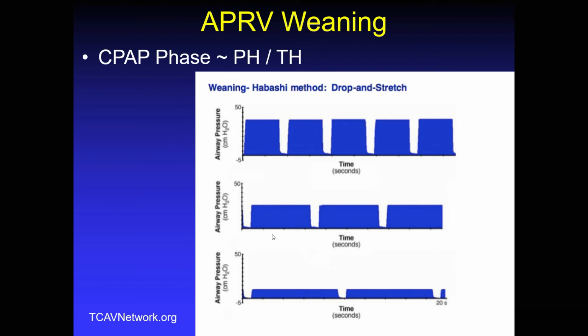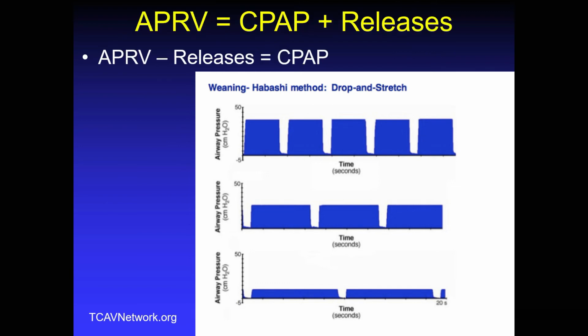And you gradually do that, gradually dropping and stretching until the patient's somewhere around a P high of 12 to 15 with a T high of around 12 to 15. So just remember 12 to 15 centimeters of H2O and 12 to 15 seconds is when you can start really thinking about transitioning to CPAP, because again, APRV is CPAP plus releases, so APRV minus releases is CPAP.